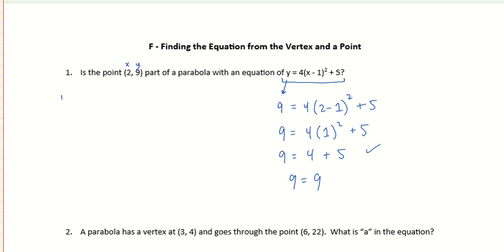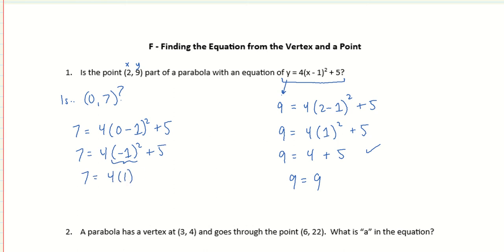So how about, let's just make up some other point, like (0, 7). Is that point on the parabola? Well, let's plug it in. 7 is our y, 0 is our x. So plugging that in, we get 4 times negative 1 squared plus 5. Negative 1 squared is just 1. So that's 4 times 1, which is 4, plus 5, which is 9. That's not equal to 7. Okay? So this point, (0, 7), is not on the parabola.